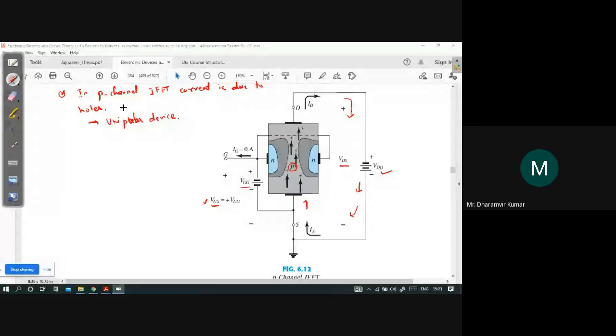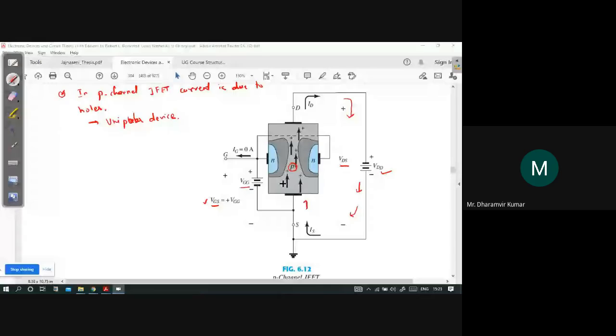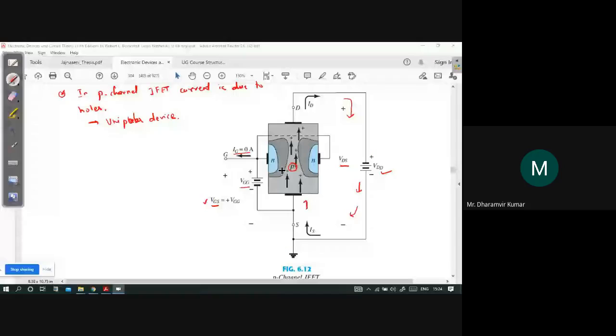Okay, and this is easily understood because this is p-type material, so holes will be here, right? Again, as always is the case, Ig will be 0 because this junction is reverse biased, and through a reverse biased junction current does not flow. Okay, we can get that leakage current, we call this leakage current, and that's very small in magnitude, so we can get that leakage current for a reverse biased PN junction, and hence Ig, the gate current, will always be 0 ampere for any kind of JFET.